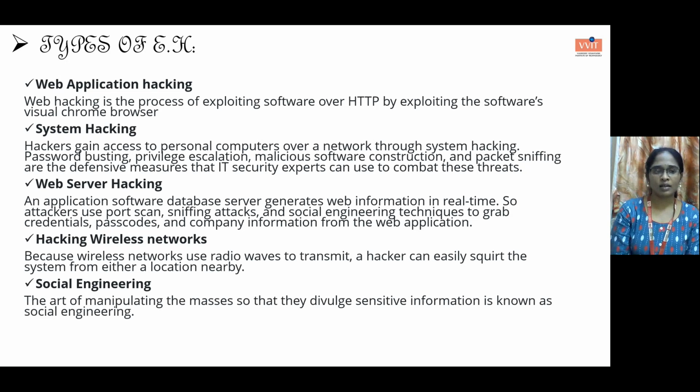Web server hacking. An application software database server generates web information in real time. So attackers can use port scans, sniffing attacks, and social engineering techniques to grab credentials, passcodes, and company information from the web application. Hacking wireless networks. Because wireless networks use radio waves to transmit, a hacker can easily squeeze into the system from a location nearby.